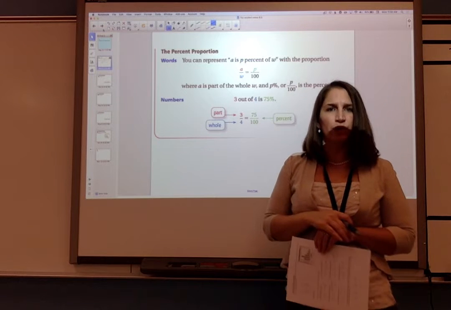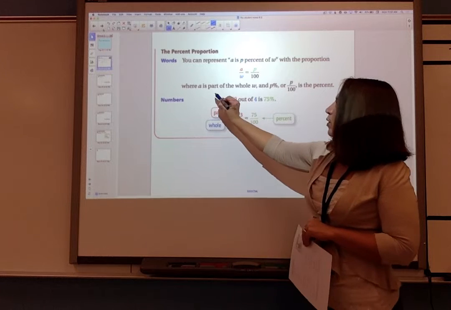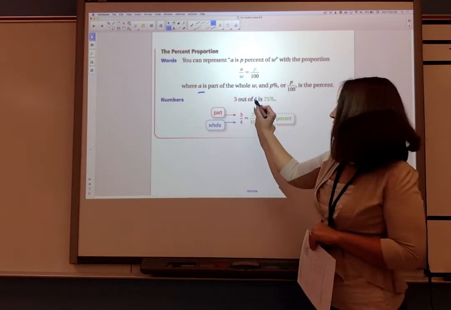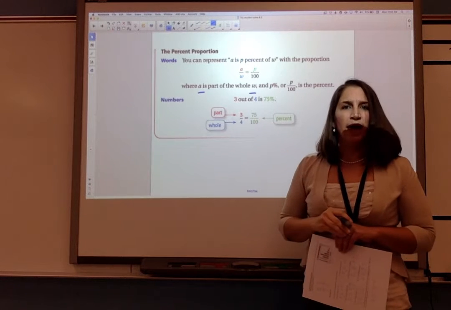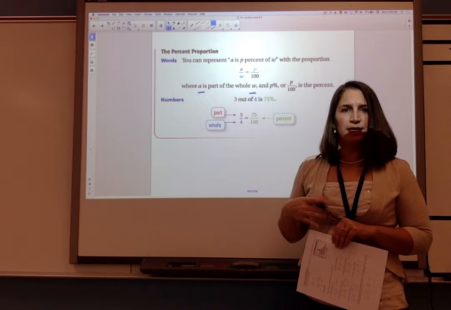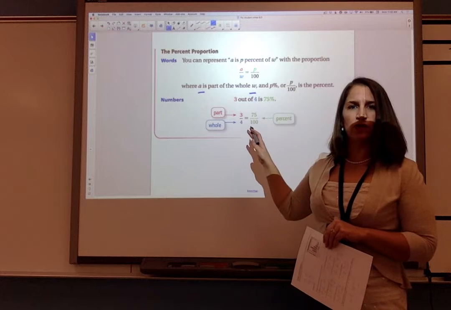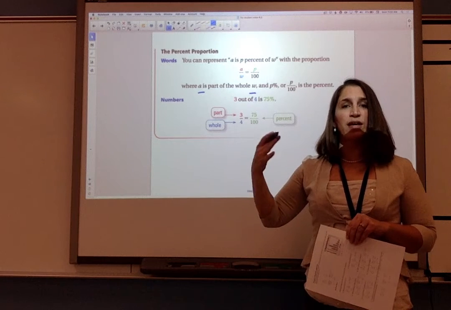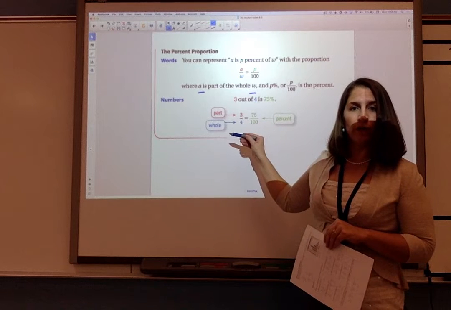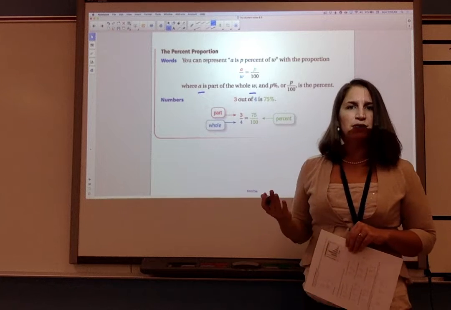So jot that down in your notes. A over W equals P over 100, where A is part of the whole, which is represented by W, and P percent, or P over 100, is the percent. So here's a simple example to show how this works. If we're looking at 3 out of 4, the part would be 3, the whole would be 4, and 3 out of 4 equals 75 out of 100, 75%.